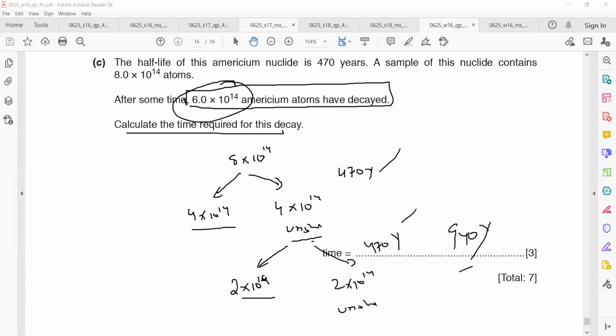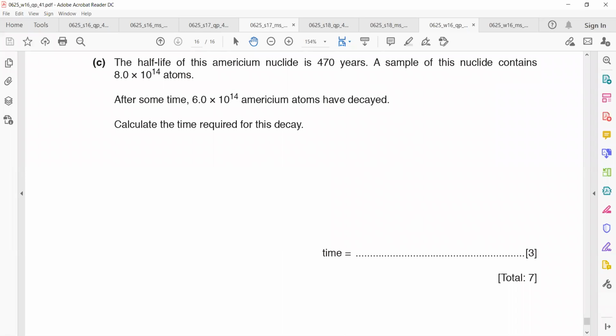So these are the questions related to atomic physics. So we are done with atomic physics as well. We'll do more questions.